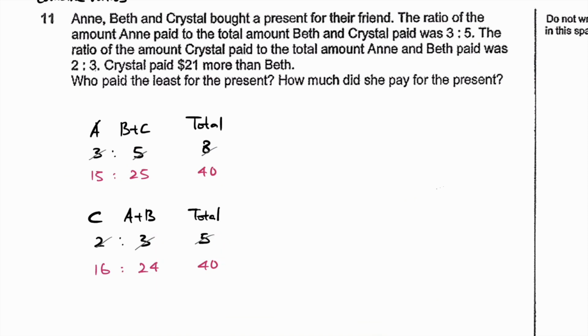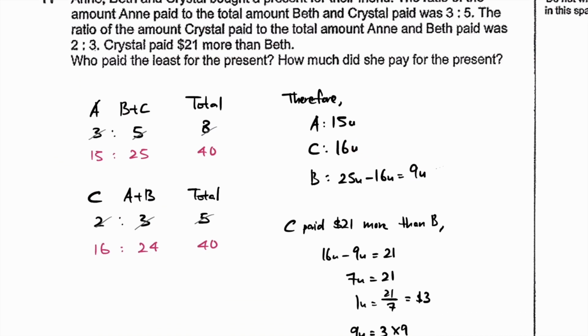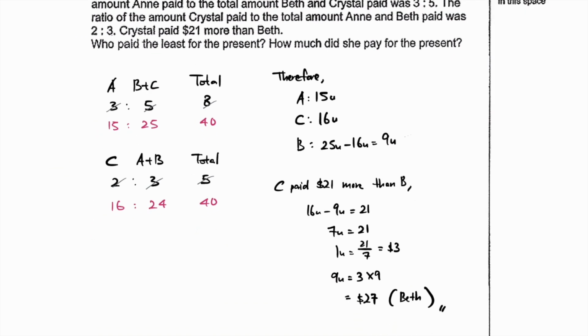Now that tells me, therefore, that A is 15 units, C is 16 units, and B can be found in two ways. So in this case, I'll just take 25 minus C, we get B, 9 units. Right, that's very nice. C paid 21 more than B. That's a difference of 7 units, is it not? So therefore, 7 units is 21 actual dollars. 1 unit is 3.